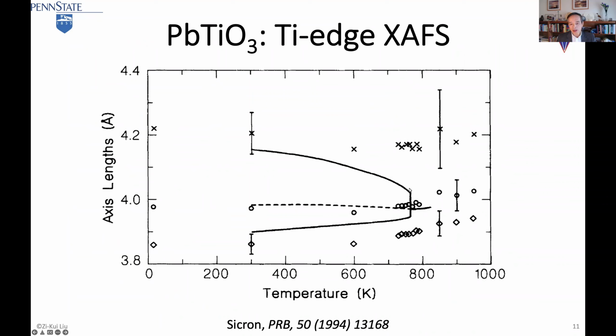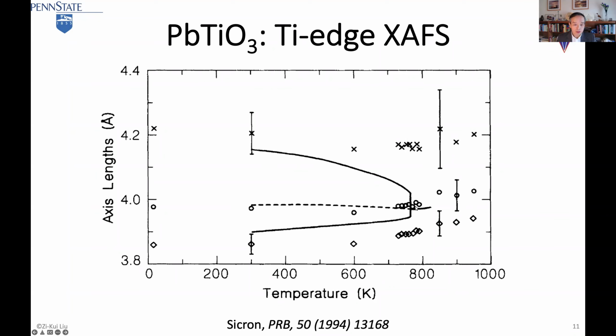This solid line here is the X-ray. But look at the XAFS you have here. It's actually still tetragonal, with C and A. Well, A increases a little bit, but C almost does not decrease. So it is tetragonal above the transition temperature in the local environment.